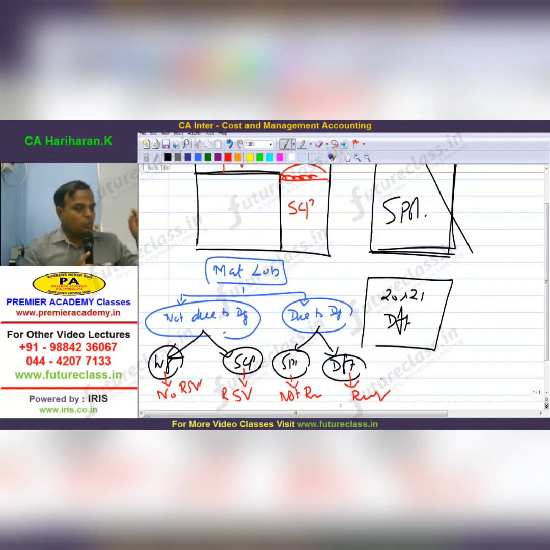Okay, so loss of material is not due to damage or due to damage. Wastage and scrap are not due to damage; spoilage and defective are because of damage only. Understood? Please note it down. The difference between wastage, scrap, spoilage, defective and all. Past exam question. Everything I have given in the textbook, kindly go through and read also. Okay.